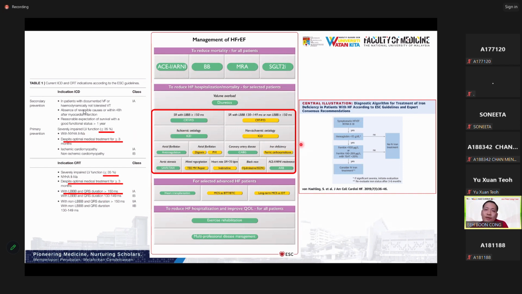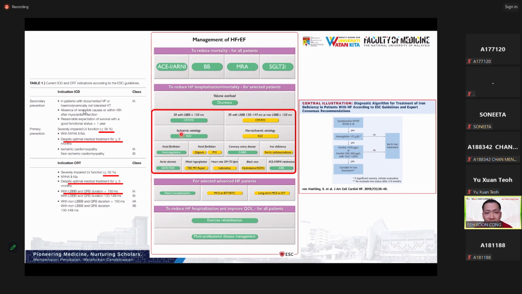Okay, the other thing to look for is iron. If you look at this part, patients who have iron deficiency in heart failure will respond well with IV iron treatment. The one used in the study is ferric carboxymaltose. So the first line is your four pillars. These are all the second lines. After you have done all this, if you still have symptoms, these are the things to look for.